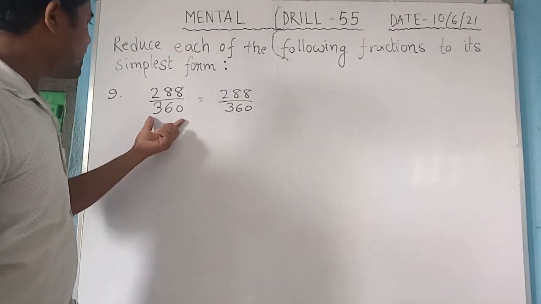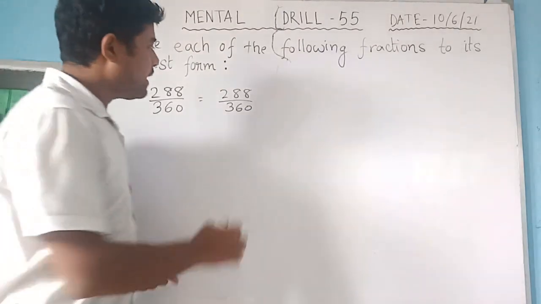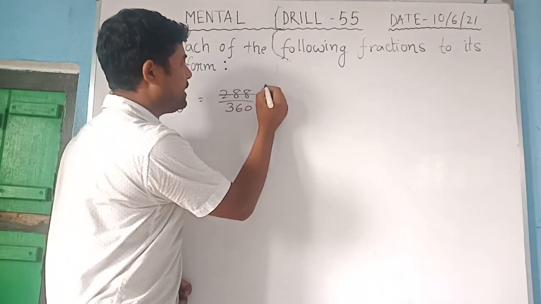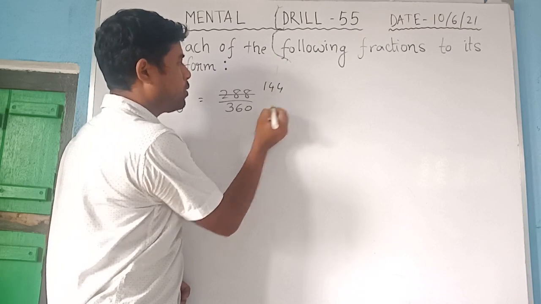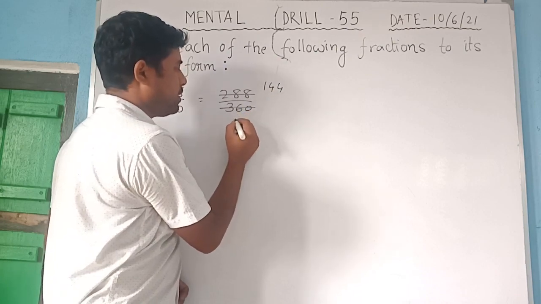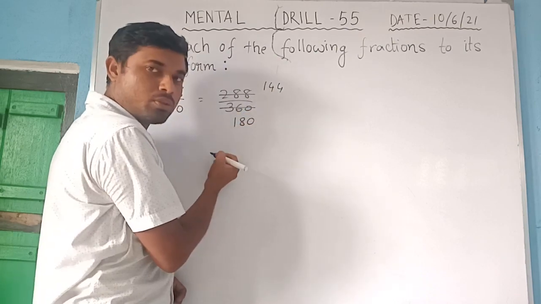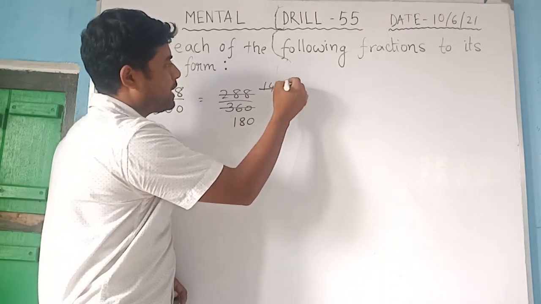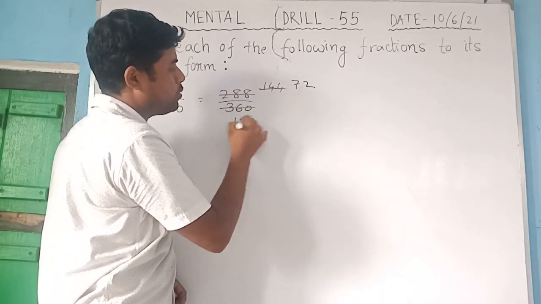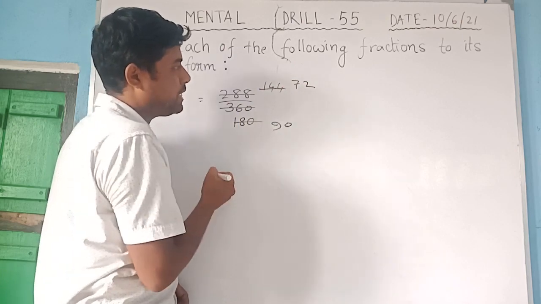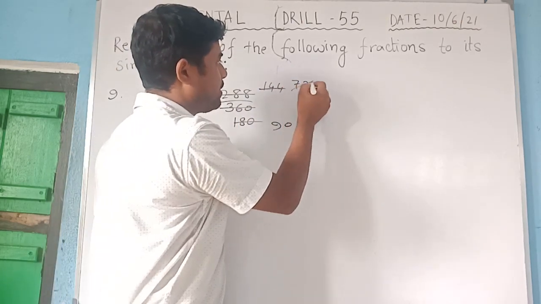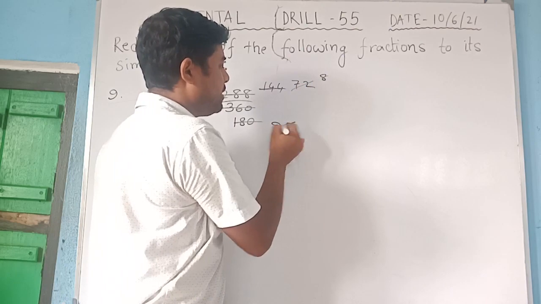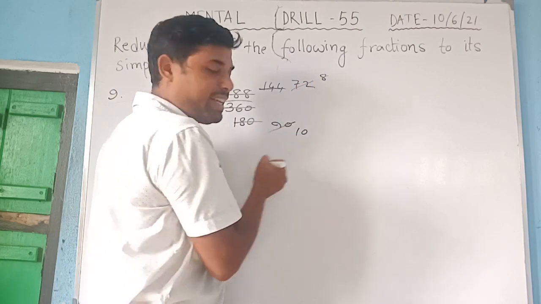Question 9. This is given. So first write it this way. Now see, by 2 you can divide 144. By 2 this will be 72 and 90. Now cut this by 2 again. This will be 72 and this will be 90. Now by 9 you can cut it. If you cut it by 9, it will be 8. If you cut it by 9, you will get 10.